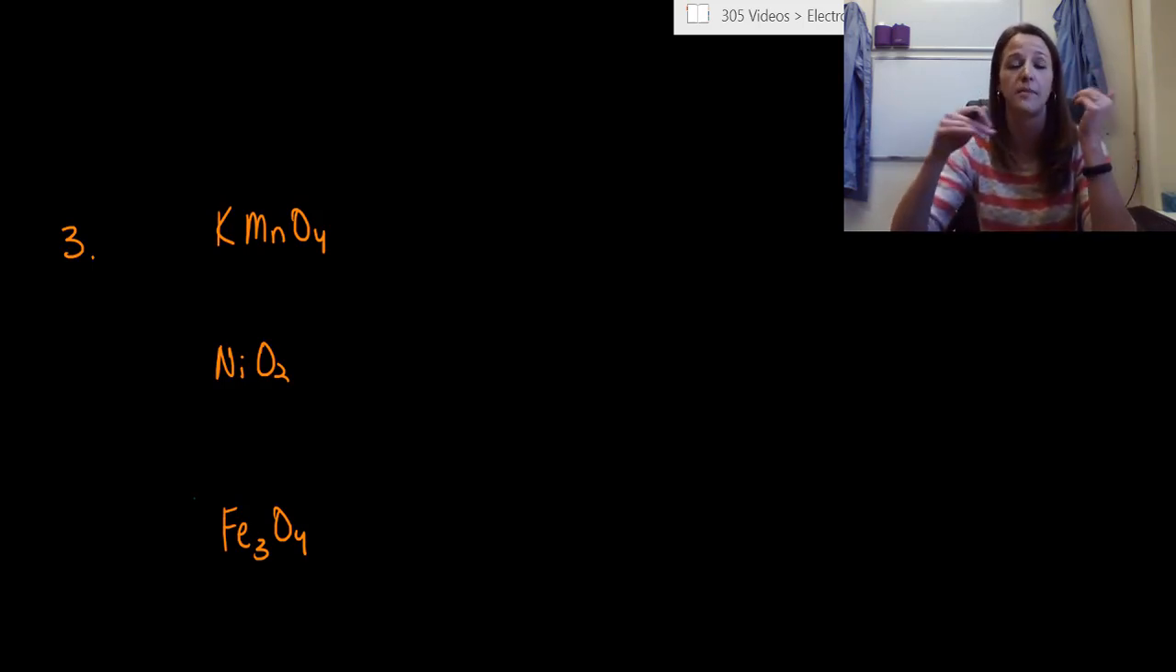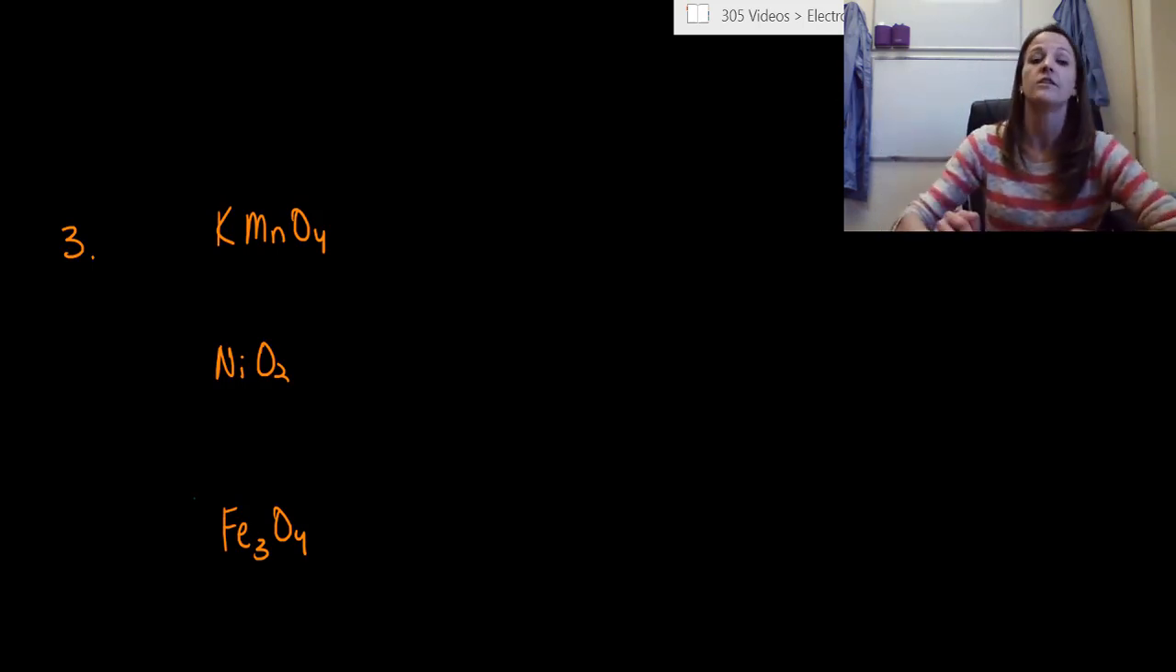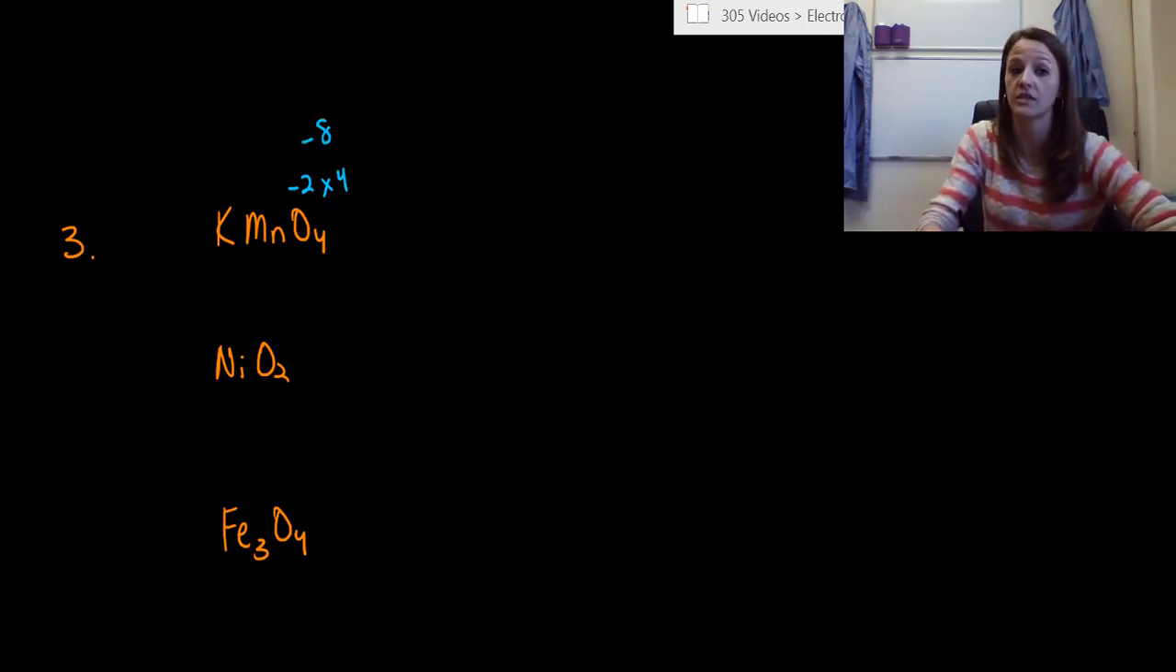So let's start off with KMnO4 and see if we can come up with our oxidation states here. There's an oxygen, so we're going to start with that one. Oxygen's definitely going to have a -2 charge, but there's 4 oxygen atoms. So -2 times 4 gives us an overall of -8 for the oxygen atoms. Now, manganese, that's a difficult one.